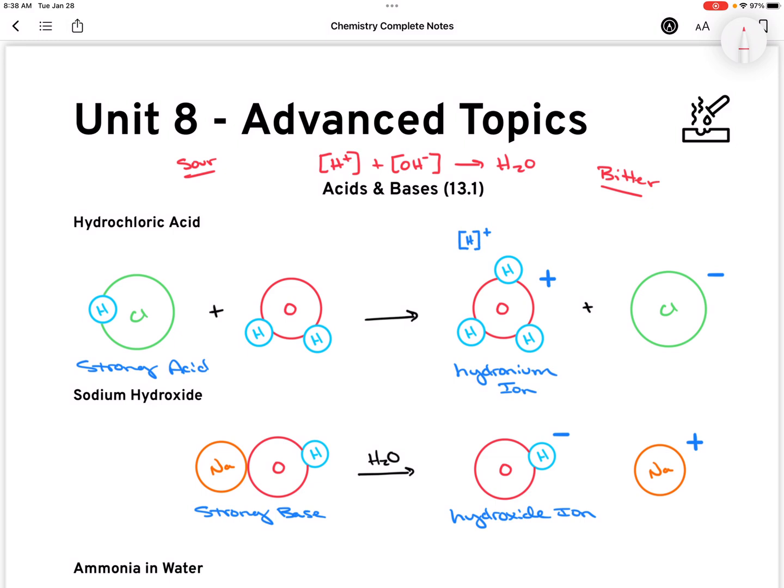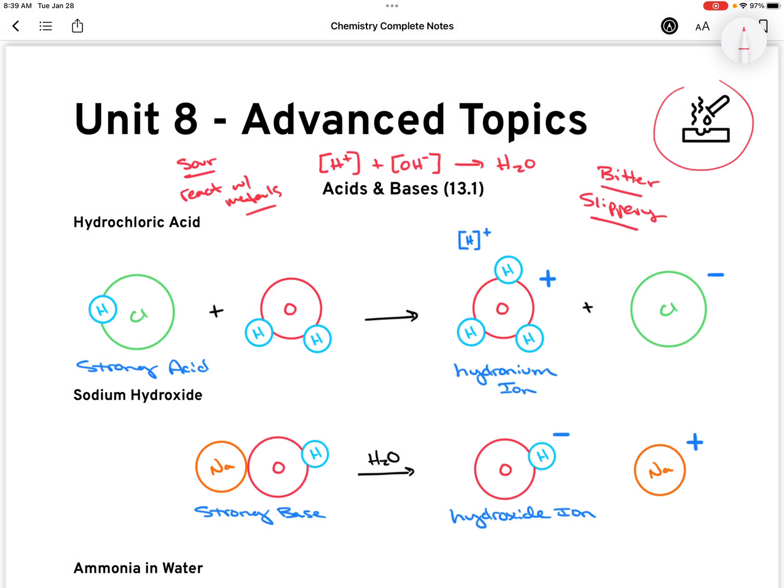Now, when we're talking about how they feel, bases are really slippery. Soap is a good example of this. Soap has a lot of hydroxide ions in it. Acids aren't necessarily slippery, but they react with metals. That's what this picture right here in the corner is for our advanced topics, basically an acid etching away at the surface of metal.